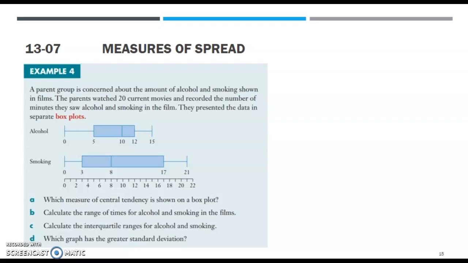Which measure of central tendency is shown on a box plot? Well, the measure of central tendency means we're looking at the middle. And the middle is the only one that we can see from a box and whisker plot is the median. I'm going to write it up the top, which is also that bar inside the blue box.